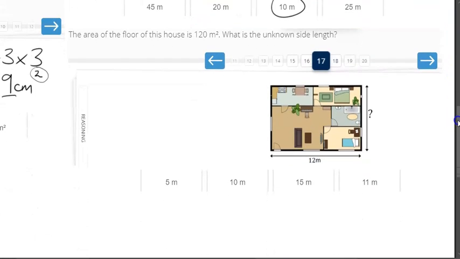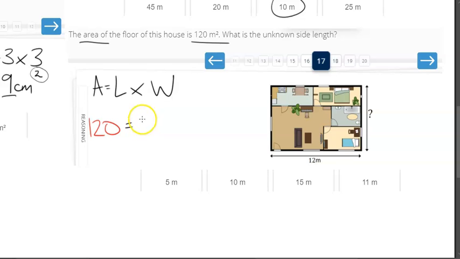The last question here has to do with an area, and when an area has been given to us. In this case here, the area of the floor plan is 120 square meters. And we're looking for this unknown length. So we know that the area is equal to length times width. Now, this side length we don't know, which is this. But this width here we know as 12. So our area, 120, is equal to length times 12. So some number multiplied by 12 will give us 120.